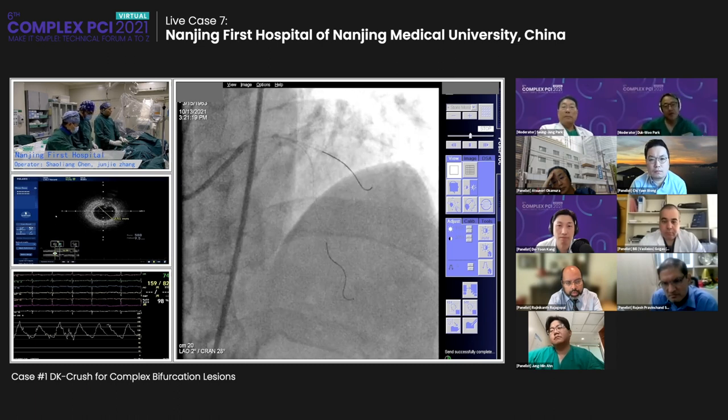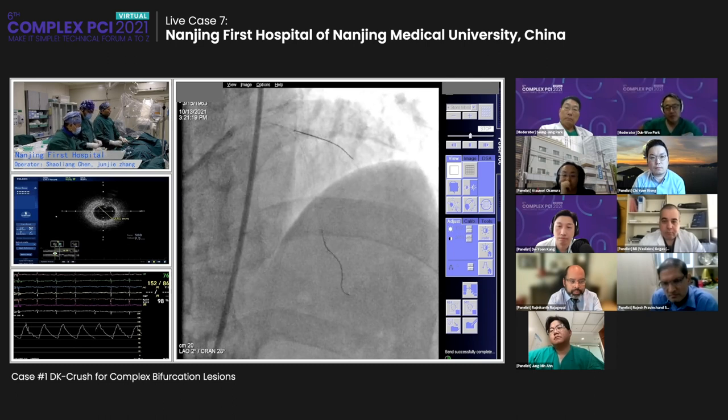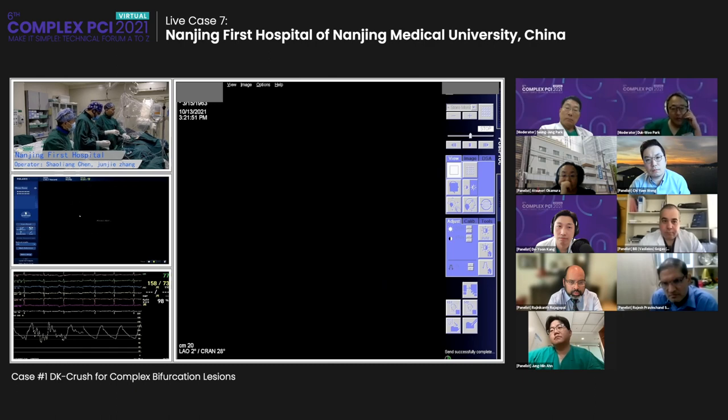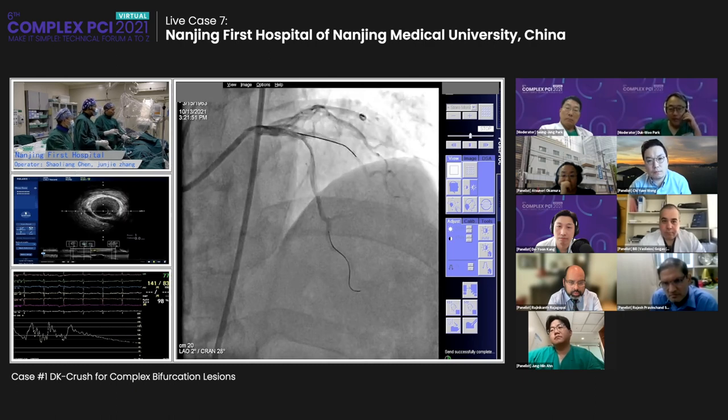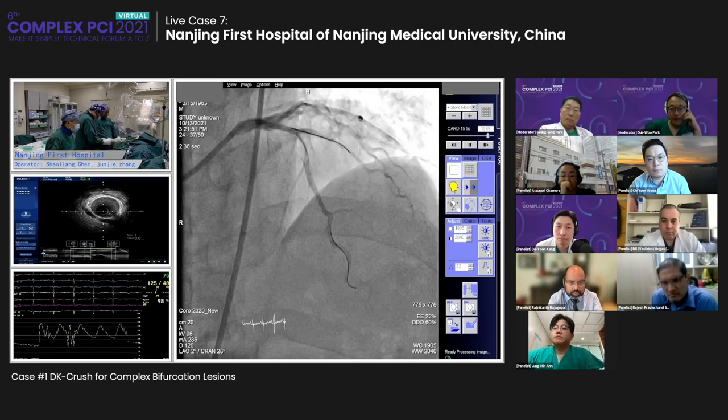Also, I want to show the audience of complex PCI how to assess the rewire position. So I will take a picture for you. Can you see that angiography? Okay. So it's clear, showing rewiring from the proximal cell.